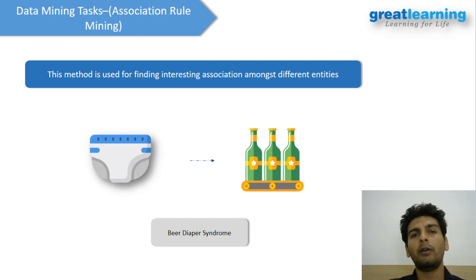If you go to a store, you normally see that bread packets are stacked next to milk bottles, or all of the medicines are stacked in one section, all of the food items are stacked in one section, right? And all of this is actually being figured out with the help of association rule mining.